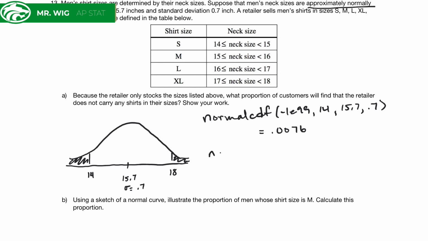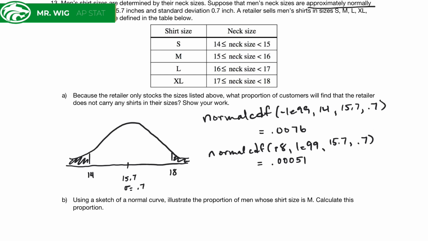We do that same thing again on the other side. So normal CDF, this time it's going to be 18 to 1E99 because that's positive infinity. And we're going to have the same center at 15.7 and the same standard deviation of 0.7. This is even farther away from the mean, so I'd expect it to be even smaller. You get a little bit of scientific notation here, but I hope we can work through that. It's got an E to the -4 at the end of that. Make sure you recognize that. That's a very small number. So moving the decimal behind the 5 to the left 4 times, we end up getting something that looks like 0.0005, and I rounded the last one up to 1.